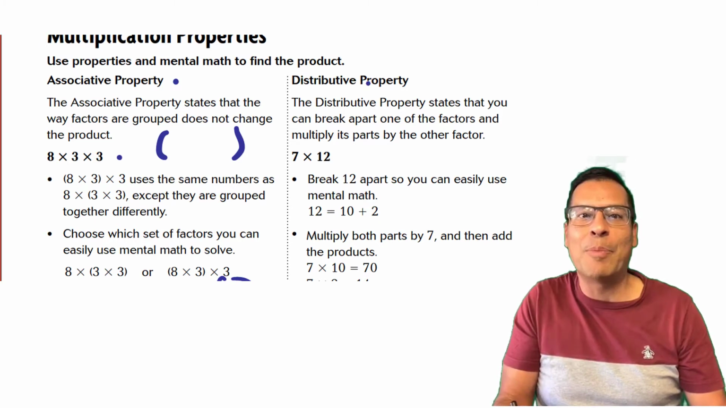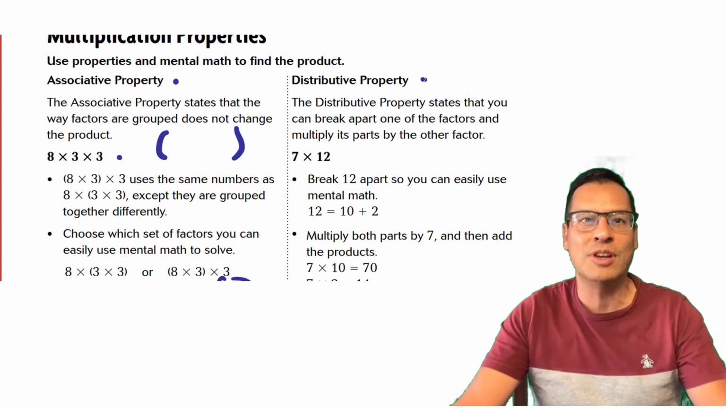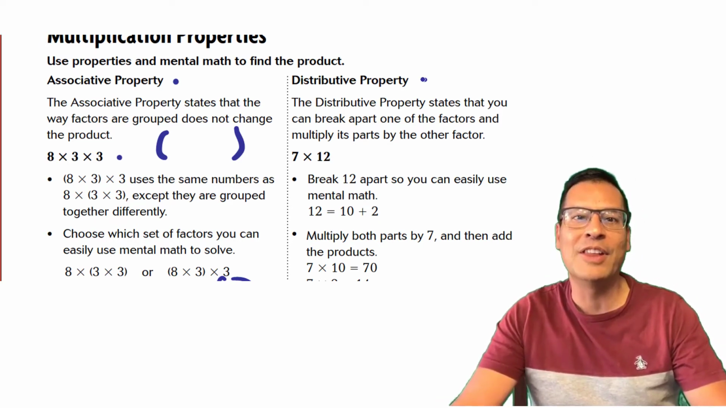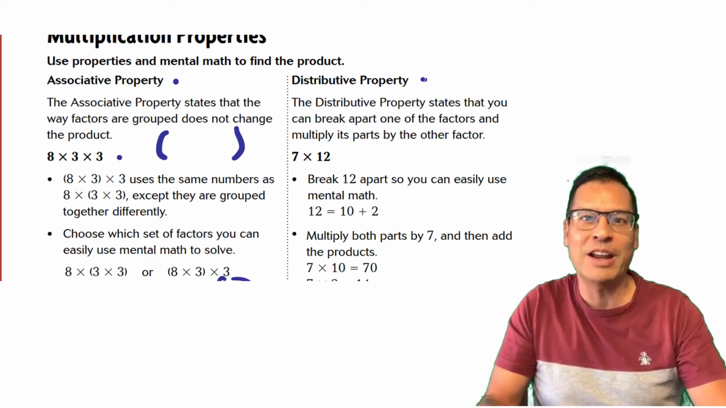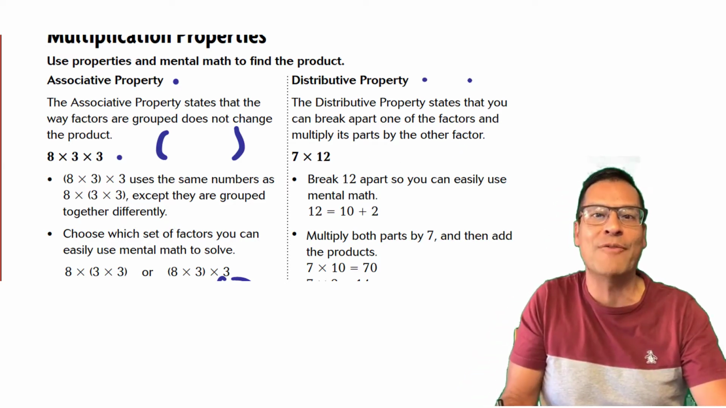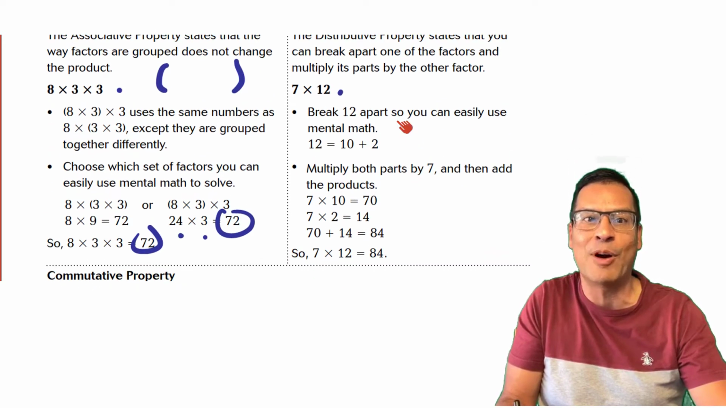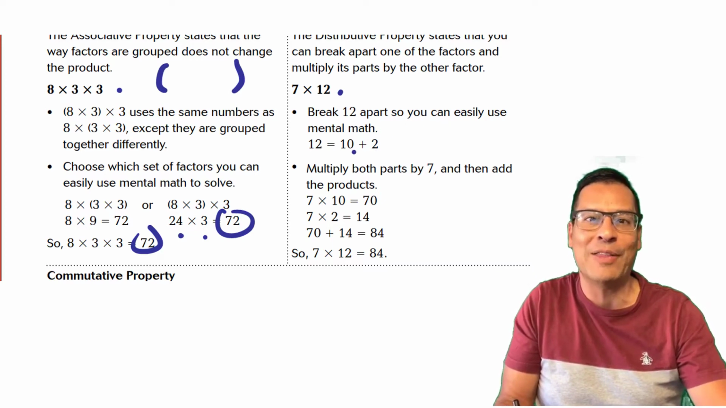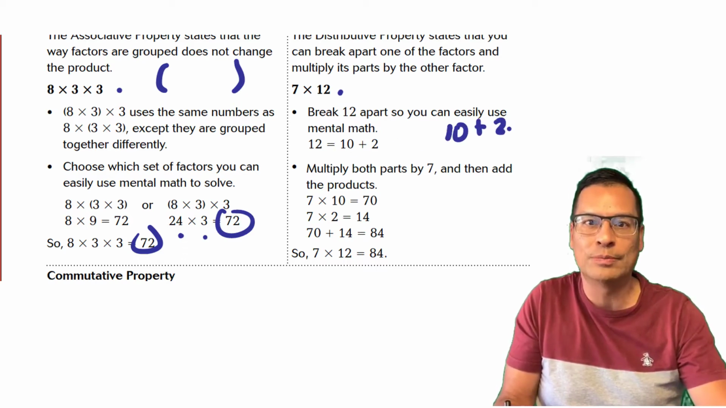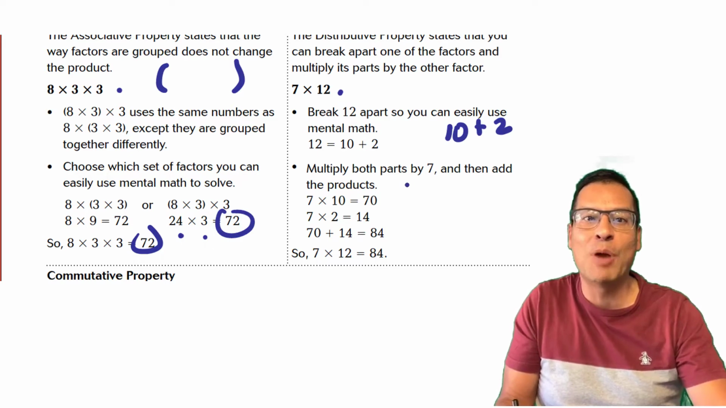Now, the other property that I want to introduce to you today is the distributive property. The distributive property says that you can break apart one of the factors. Remember, we worked on factors in the last lesson. Then multiply its parts by the other factor. So let's take 7 times 12, and let's use the distributive property to break that apart. We can break 12 apart, and we can easily use mental math, right? So instead of having 7 times 12, we can say that 12 is 10 plus 2. Now, we can multiply both parts by 7.